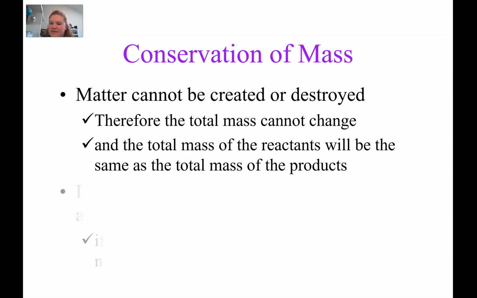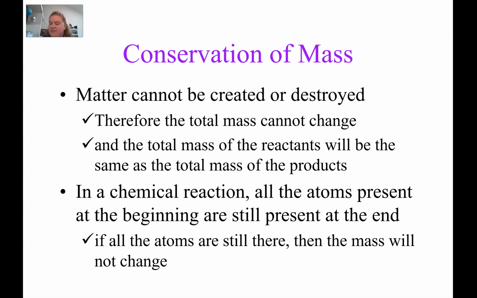Another reason we balance chemical reactions is because of the conservation of mass. Matter cannot be created or destroyed. So if we start with 4 carbon atoms on the left, we have to end with 4 carbon atoms on the right.